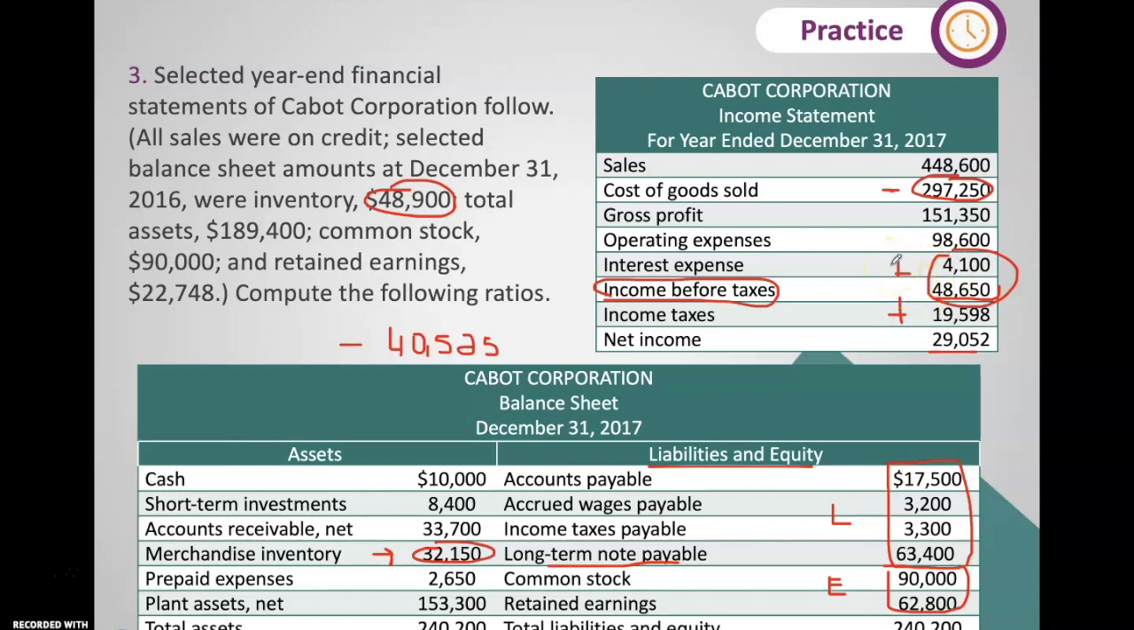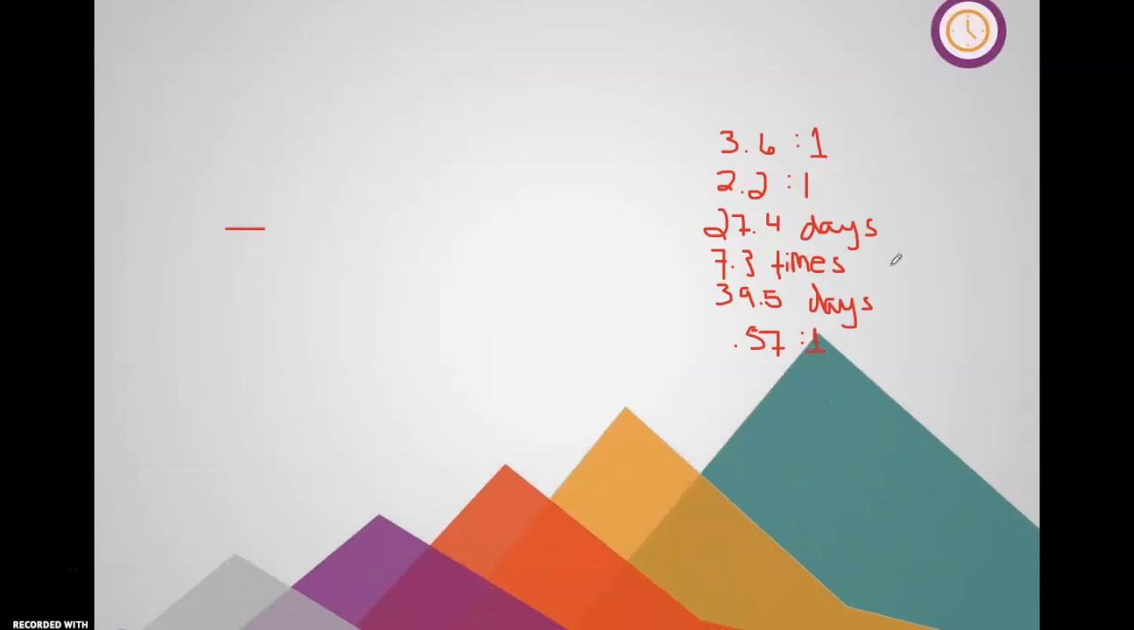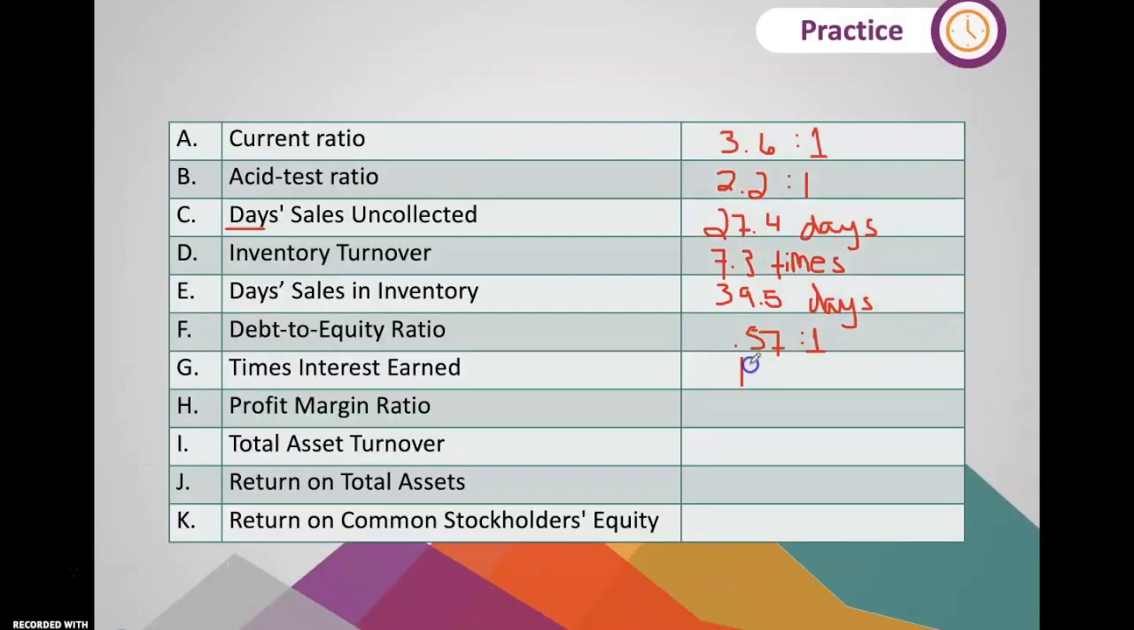So we're going to add 48,650 plus the 4,100. I got 52,750. Divide by the 4,100. I got 12.9, so it'd be 12.9 times as the answer for that. Because it's times interest earned, 12.9 times. That means we can make our interest payments almost 13 times over, which is good. We wanted, the higher the better.